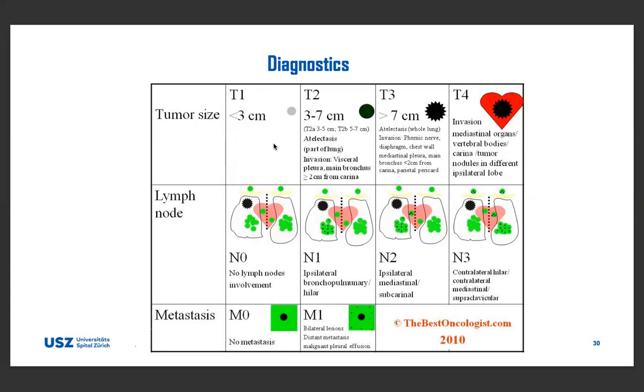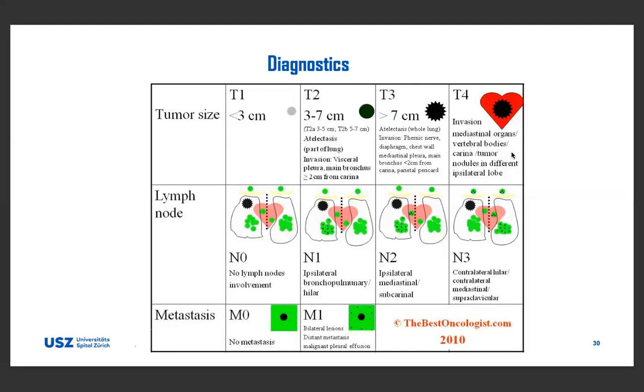Whenever we grade lung cancer, we first look at the size of the primary tumor. If it's smaller than 3 centimeters, then it's T1. If it's between 3 and 7 centimeters, it's T2. If it's larger than 7 centimeters, it's T3. And everything that invades mediastinal organs or bones around it, or if the tumor is on both sides of the lung, then it's T4. So this is the first step we grade. If it's, for example, 2 centimeters, then it's T1, and if it's 8 centimeters, then it's T3.